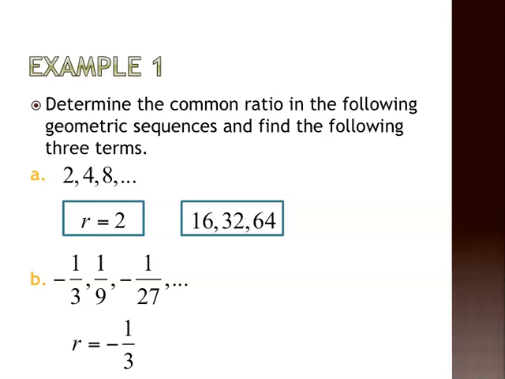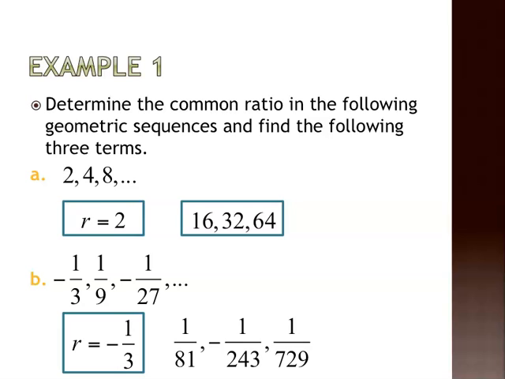And then now we need to find the following three terms. So let's go ahead and multiply negative 1/27 by negative 1/3. That gives us 1 over 81. Multiply that by negative 1/3. That gives us negative 1 over 243. And multiply that by negative 1/3, and that gives us 1 over 729.